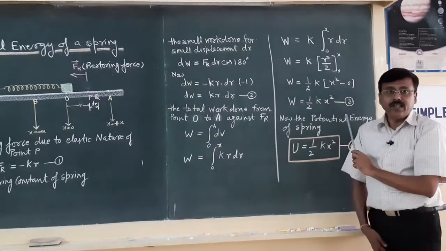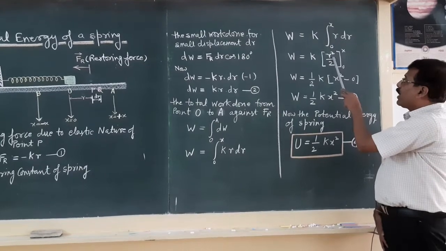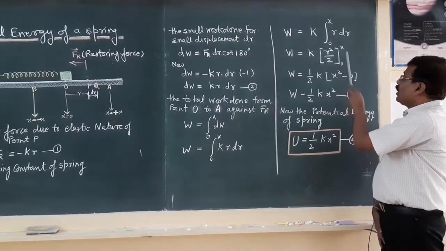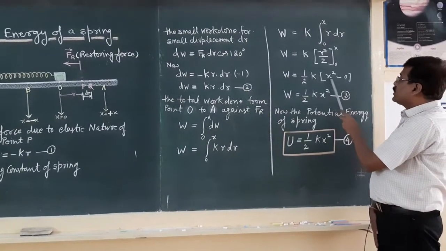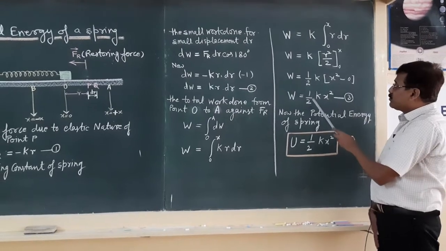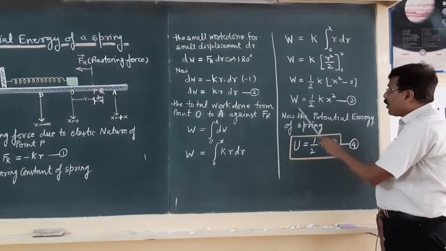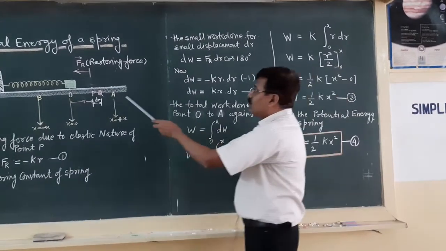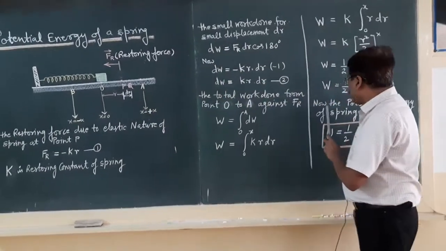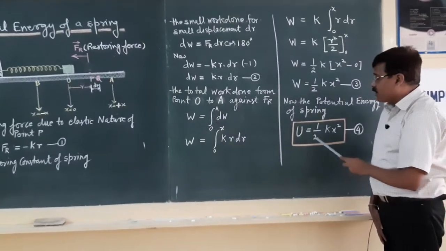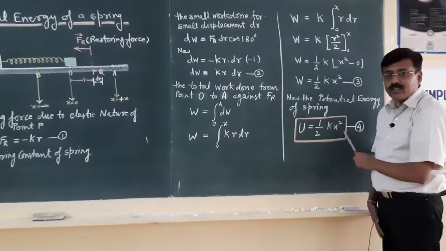When you integrate r dr by the formula x to the power n plus 1 by n plus 1, its integrated value will be r square by 2. The lower limit is 0, the upper limit is x. So, when you apply the limits, it is 1 by 2 k x square minus 0. Finally, this is 1 by 2 k x square. This is the amount of work done by the block to move from O to A against the restoring force F_r. This work done will be stored in the form of potential energy at point A. So, potential energy will be half k x square.